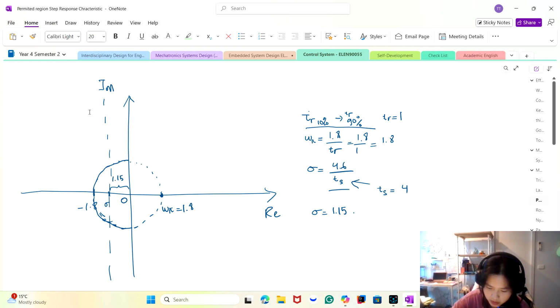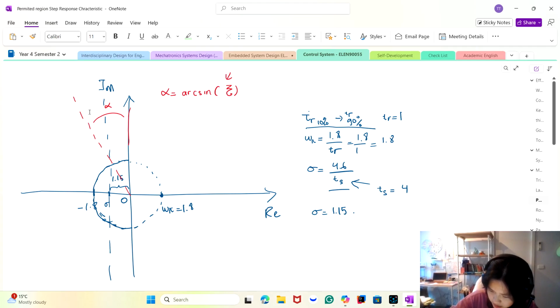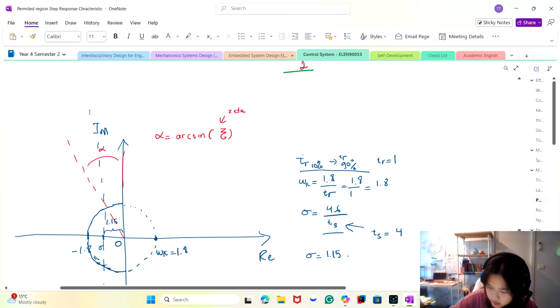And then we need to sketch the phase created by the overshoot. So it's gonna be the angle alpha from the imaginary axis to this line. This is gonna be alpha. So to find alpha, we have alpha equal arcsine of zeta. Zeta here is the damping ratio.